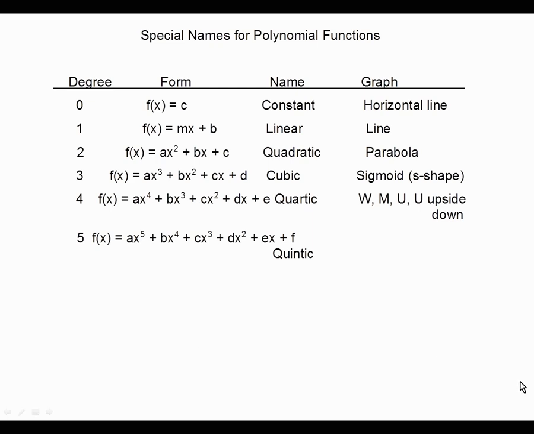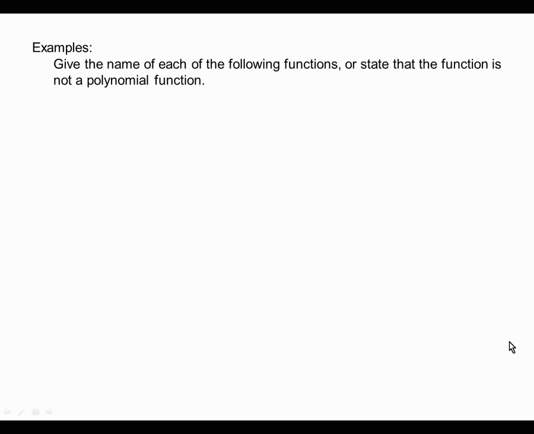Now, when we start doing regression, again, we've already done the linear. You'll actually see something that says quad regression, Q-U-A-D-R-E-G, cubic regression, C-U-B-I-C-R-E-G, quartic, Q-A-R-T-I-C-R-E-G. They don't have the quintic. So, examples. Give the name of each of the following functions or state that the function is not a polynomial function.